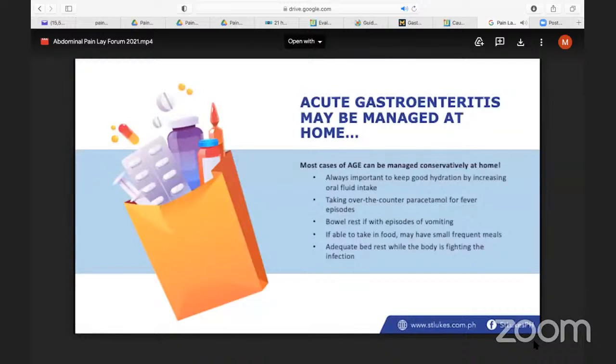Most cases of acute gastroenteritis can be managed conservatively at home. To do this, take note of the following. It is important to keep good hydration by increasing oral fluid intake. For fever episodes, over-the-counter paracetamol can be taken. Do bowel rest if with episodes of vomiting. If able to take in food, may have small, frequent meals. Adequate bed rest is also necessary while the body is fighting the infection.